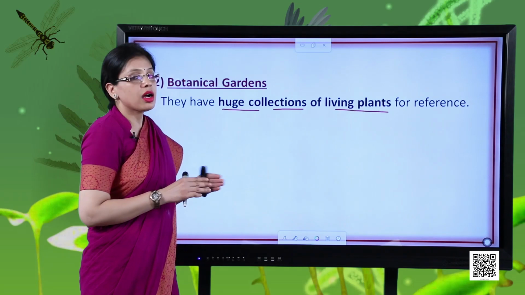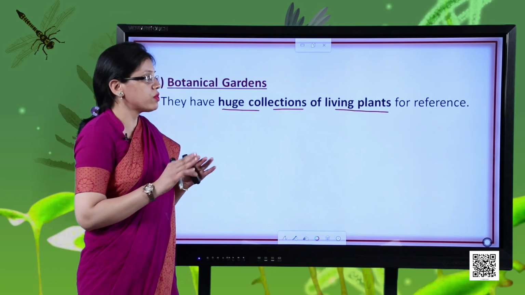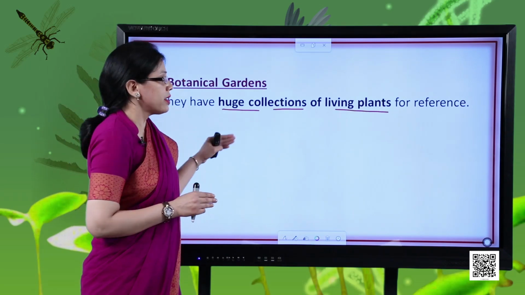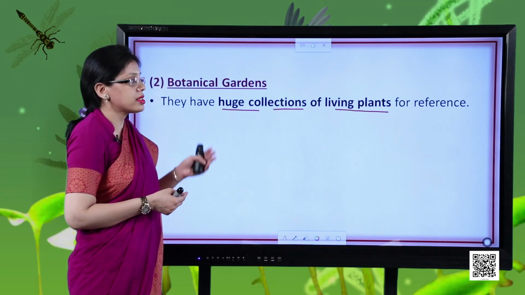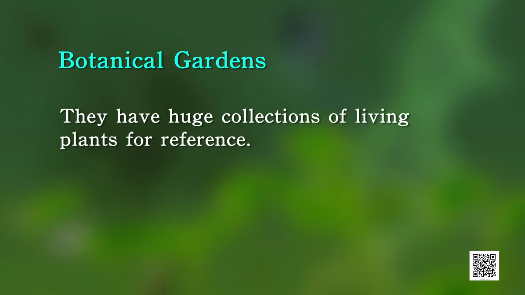So in a botanical garden, a huge collection of living plants of different groups are present, and they help us to study the features of the plant. That is why they are helping us in taxonomy, and we have put them under taxonomical aids.